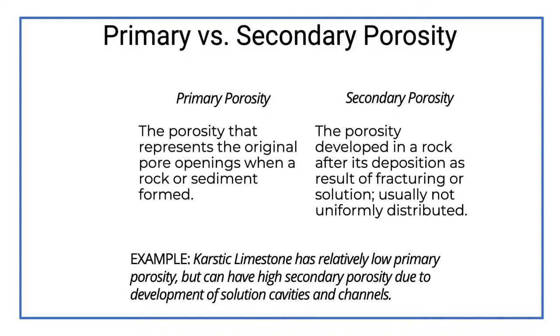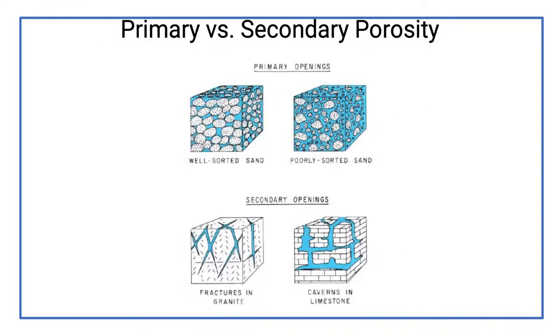Karstic limestone has relatively low primary porosity because the limestone just does not have a lot of pore space that water can flow through. But it can have high secondary porosity due to development of solution cavities and channels. We'll talk more about karst next week, but suffice it to say, you develop these solution cavities, channels, caves. You can flow a lot of water through karst, but it's not flowing through the limestone itself per se. It's flowing through the actual solution cavities and channels, and that's what's important. If you're looking for wells there, it's important to find those, and that's where your water's going to be.